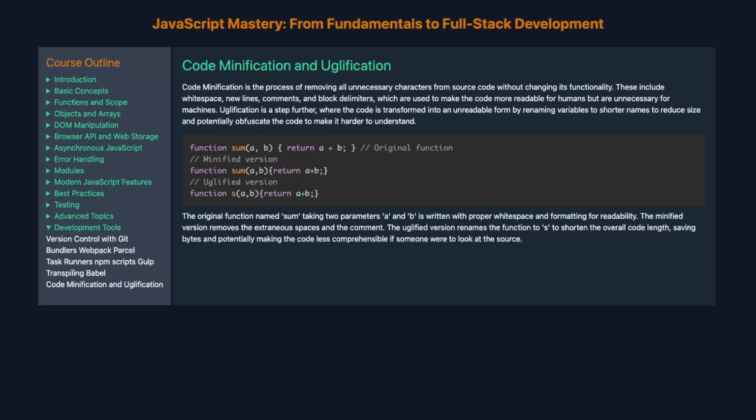The original function named sum, taking two parameters a and b, is written with proper whitespace and formatting for readability. The minified version removes the extraneous spaces and the comment. The uglified version renames the function to s to shorten the overall code length, saving bytes and potentially making the code less comprehensible if someone were to look at the source.